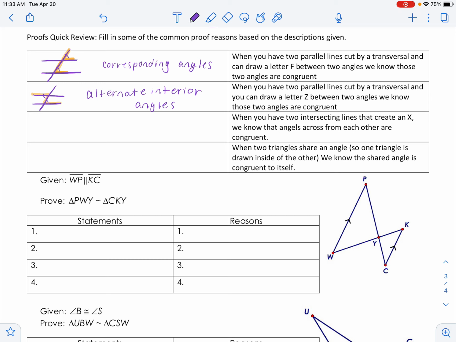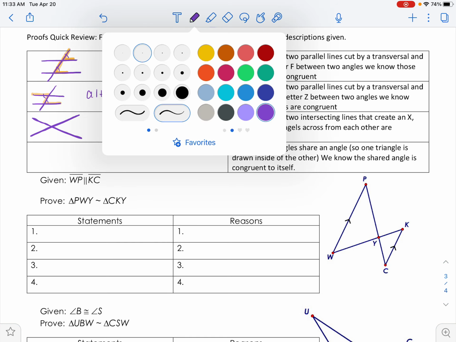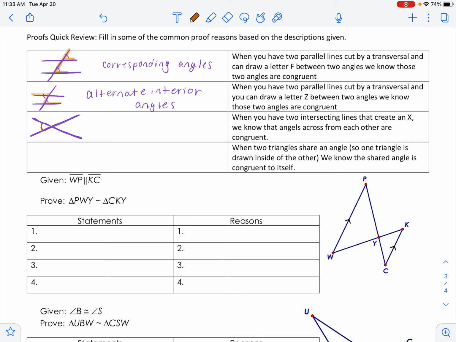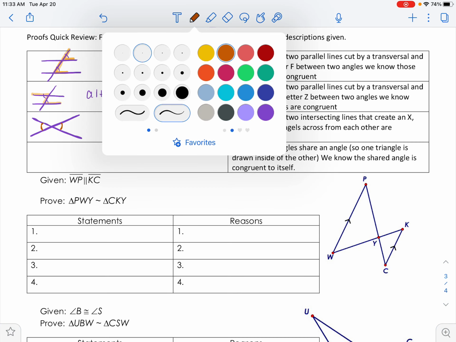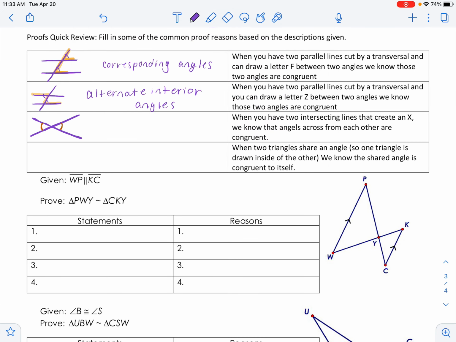All right, the next one says, when you have two intersecting lines that create an X. Remember, the X does not have to be like a super perfect X. It could be a really flat X too. But two intersecting lines, we know that the angles across from each other are congruent. So like this angle here must be congruent to this one here. Let me do that in another color actually. We know that this is true, and this is an example of vertical angles.